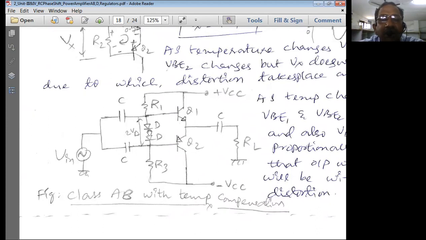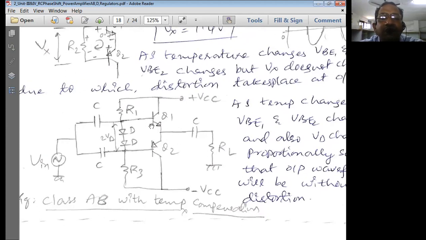That is what the characteristics of the p-n junction diode should be equal to: the characteristics of the input side of the two transistors. So when this is matched, then only are we going to achieve a class AB type of power amplifier with temperature compensation. So as VBE changes, the voltage across the diode is also going to change.